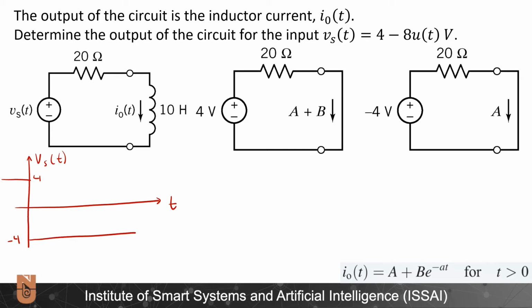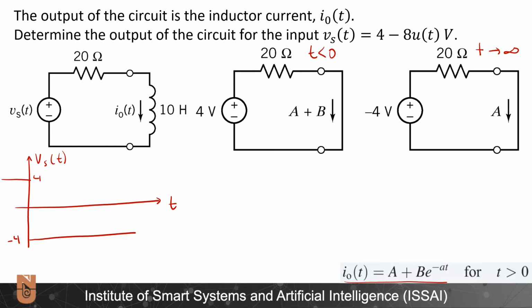Therefore I can draw the equivalent circuit at steady state for t less than 0 and for t going to infinity. For this type of circuit, we will have the solution in this form: I is equal to A plus B times e to the minus at. Now I need to find these constants, A, B, and small letter a. So let's look here.